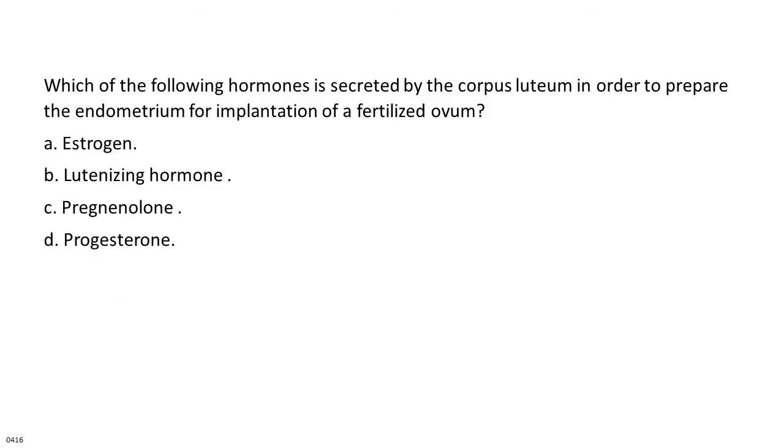Which of the following hormones is secreted by the corpus luteum in order to prepare the endometrium for implantation of a fertilized ovum? A. Estrogen. B. Luteinizing hormone. C. Pregnenolone. D. Progesterone.